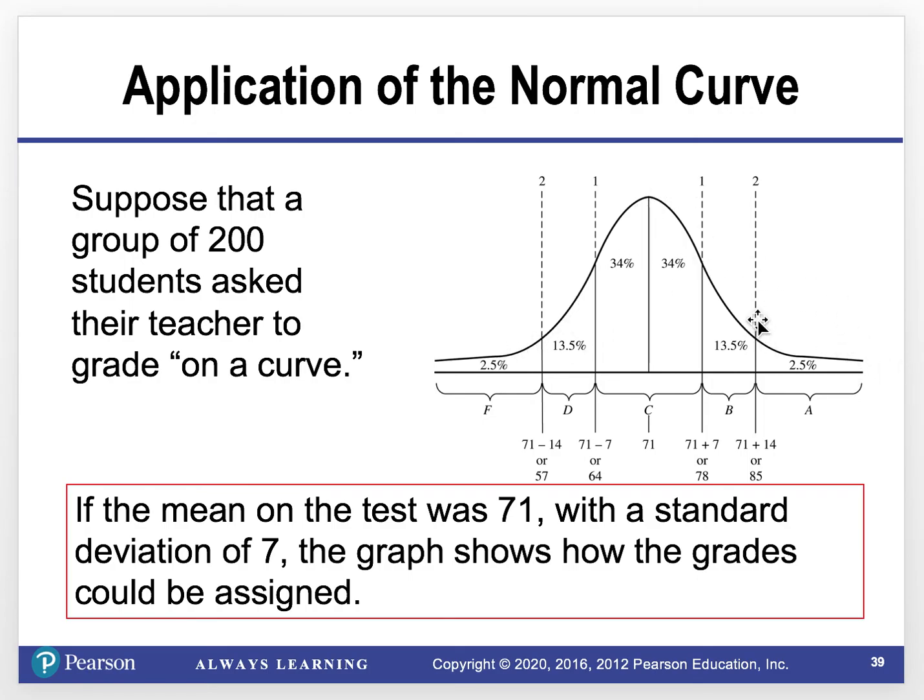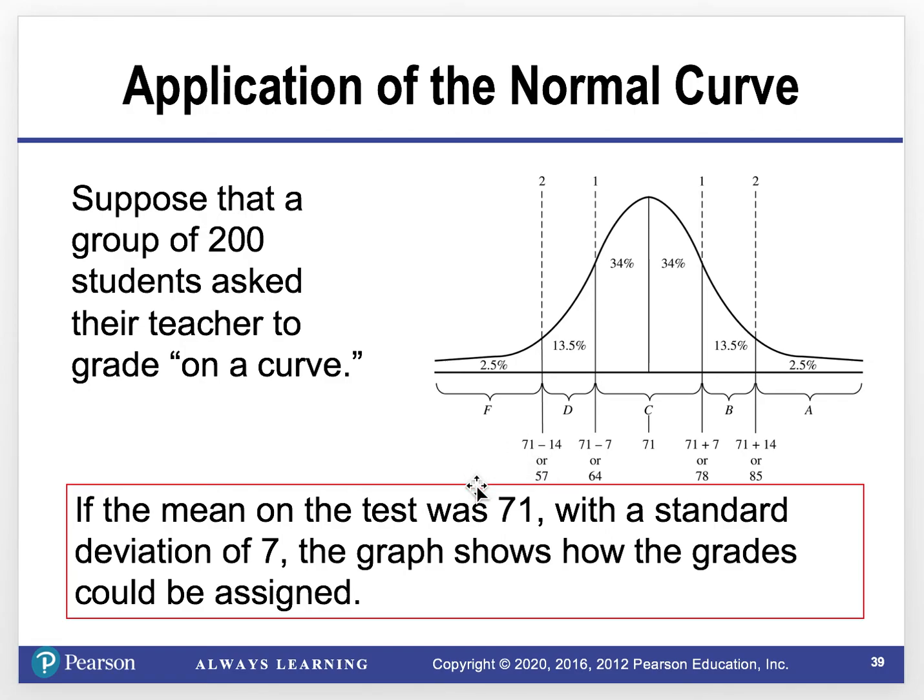Okay, so notice they've drawn the bell curve. They found the mean, 71, and the standard deviation is 7. So if you add 7, you put 78. Add 7 again, you put 85. Add 7 again, you put 92. If you subtract 7, you get 64. If you subtract 7, you get 57. If you subtract 7, you get 50.